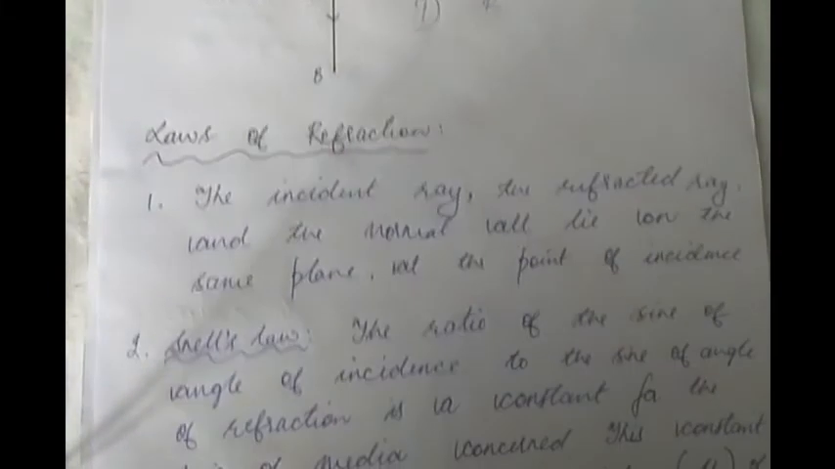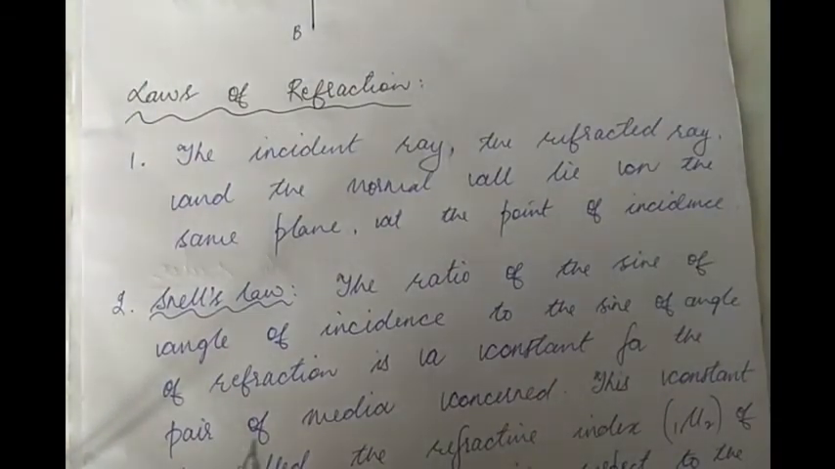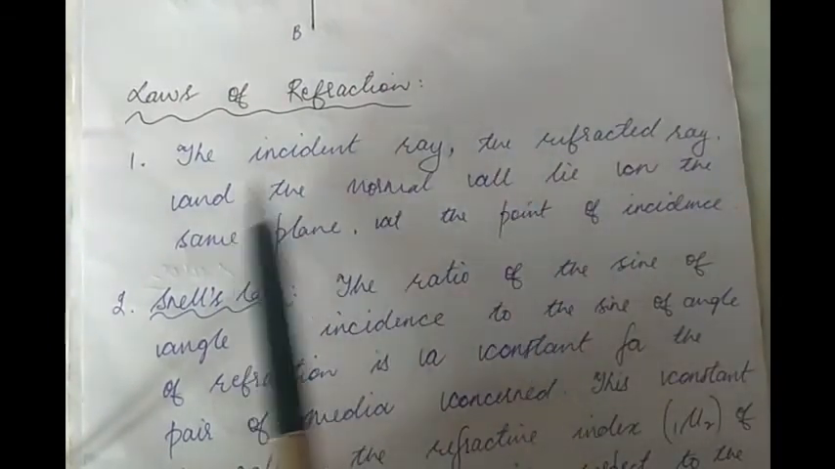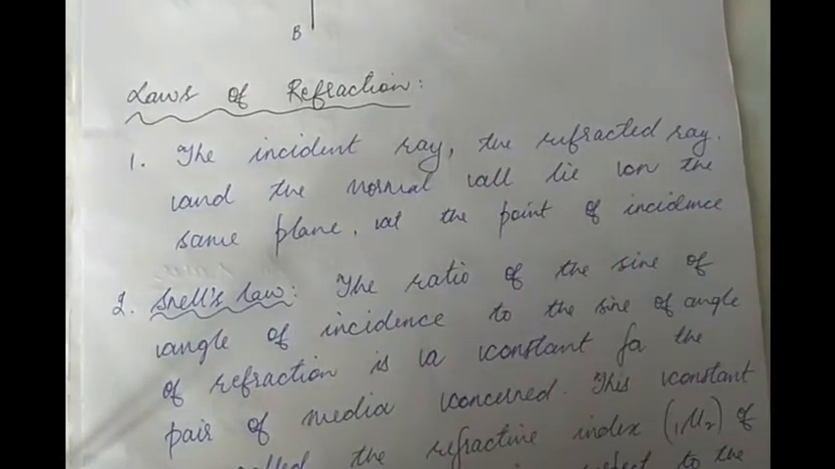Now let us look at the laws of refraction. So law number 1 says the incident ray, the refracted ray, and the normal all lie on the same plane at the point of incidence. Okay, we can check this.